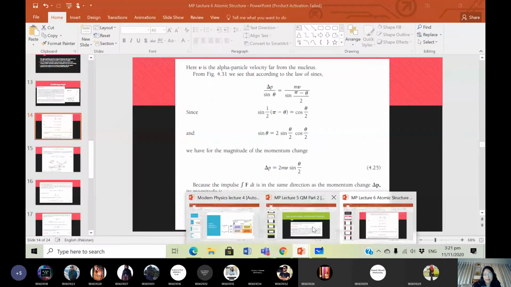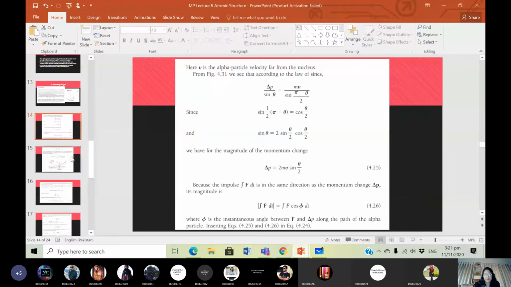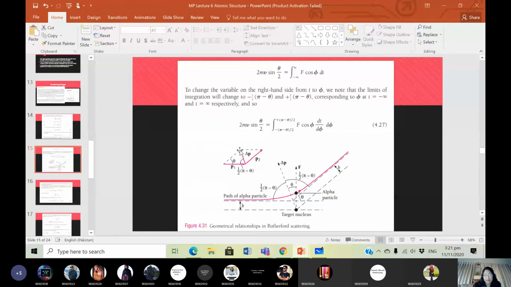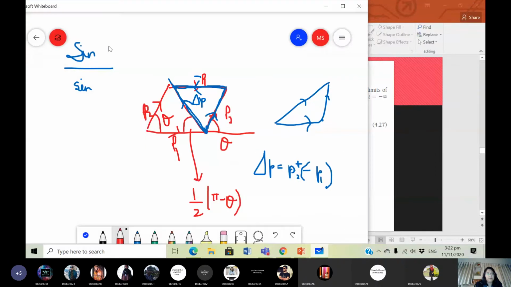Basically, if we look at this diagram, ये इस diagram को देखें, this is delta p, ठीक है, divided by sine this theta is equals to p2, which is mv divided by sine of this angle. ठीक है, so it's length divided by sine of the angle it subtends at the center, so it's basically sine A over A. I think it was like this.